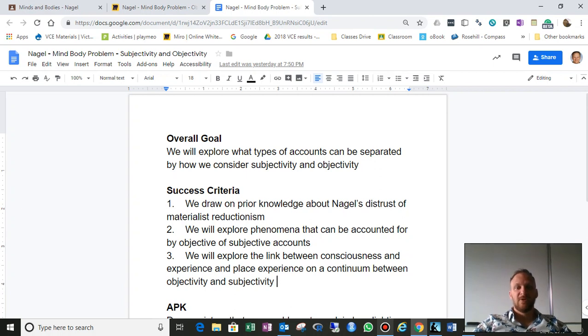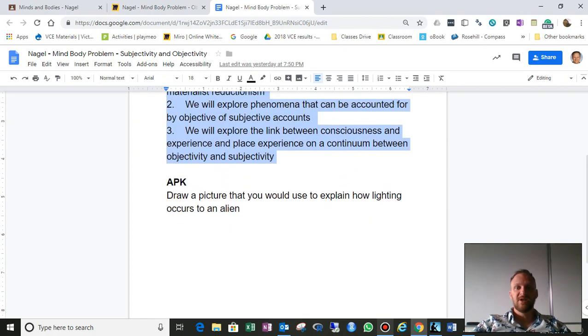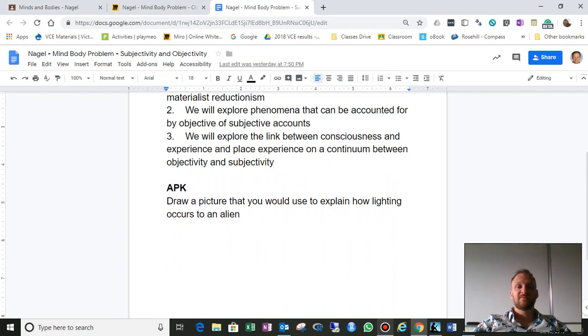And then we're going to explore the link between consciousness and experience and place experience on a continuum between objectivity and subjectivity. So do me the favour of writing these down in your workbook and quickly scoring yourself on each of those. And once you've done that, can you pretty please, with the cherry on top, draw a picture that you would use to explain lightning to an alien. And that'll become a bit obvious as we go through the summary as well. Okay, cheers.